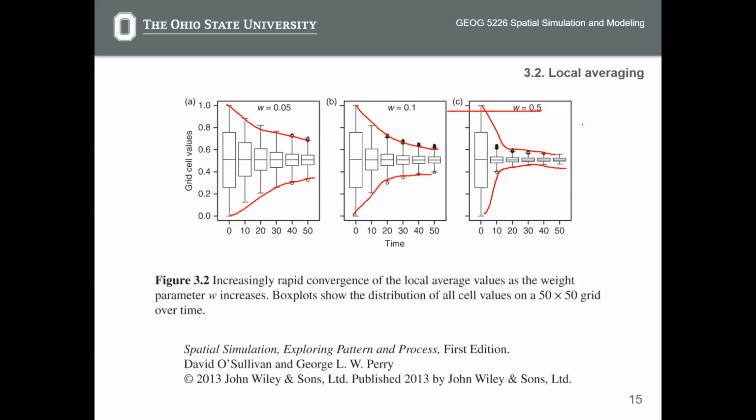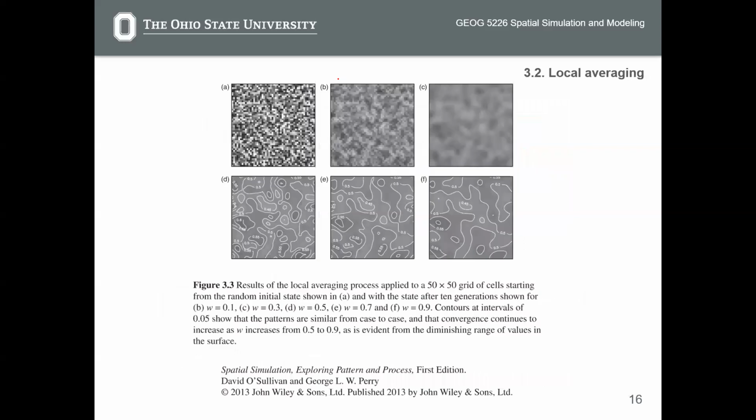If the weight is pretty high, very close to 1.0, it means that the influence from each cell's neighbors is heavy. On the other hand, if the value of W is pretty low, 0.05, the influence from its neighbors is pretty light. Okay, so this is local averaging.